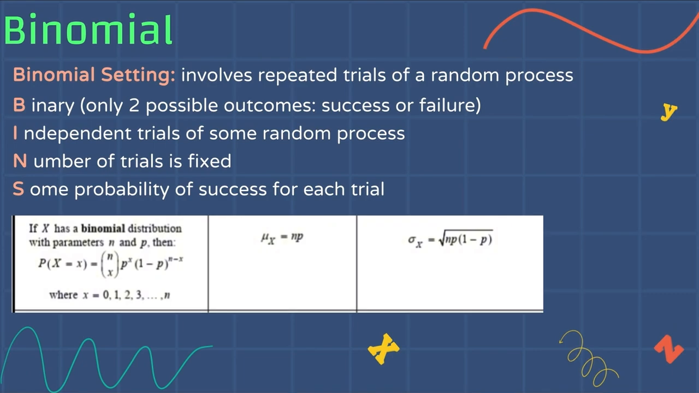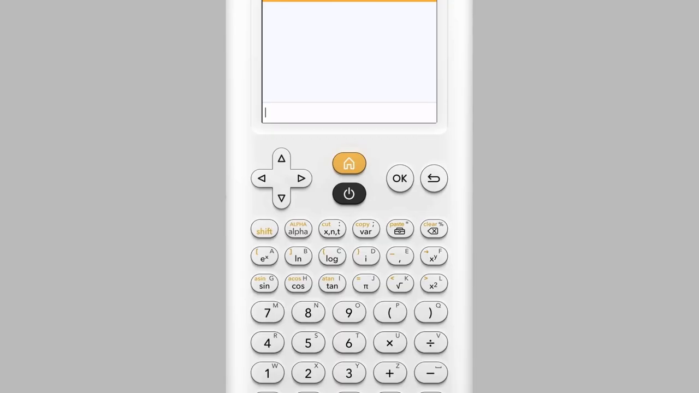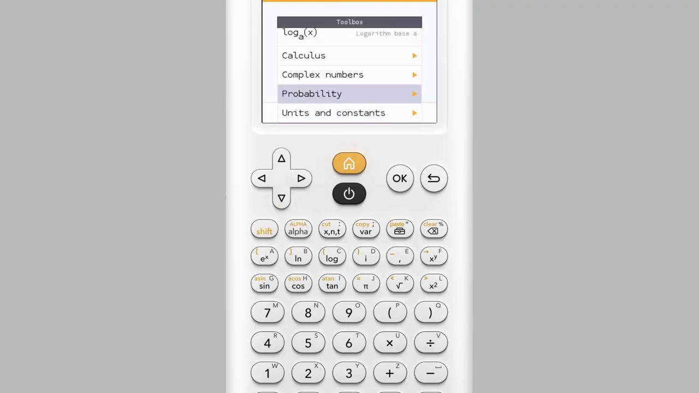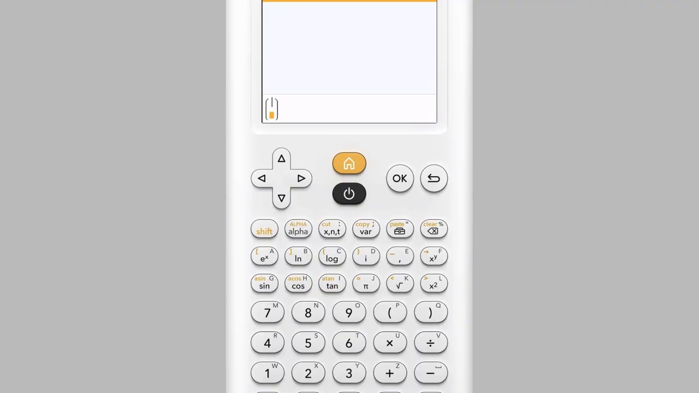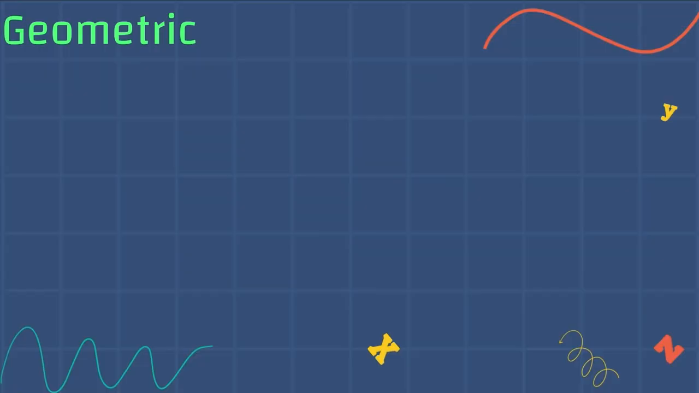And the formulas are also given on the reference table. And also we see here that this can also be inputted in the calculator. If you're at the calculator and you press the toolbox, you would scroll down till you see probability. And then we just stated how this is combining. So we just put the combining one. And then we see nCk. And then we just input the formula.